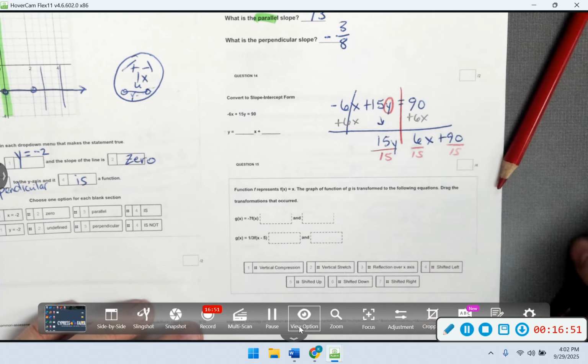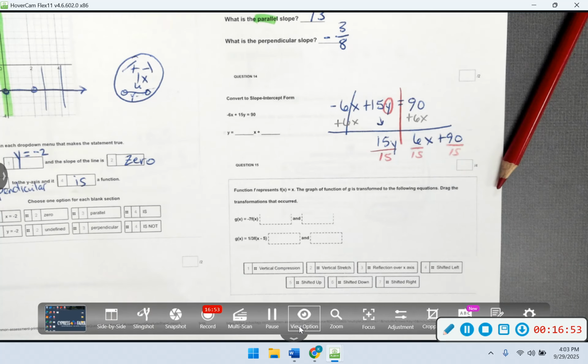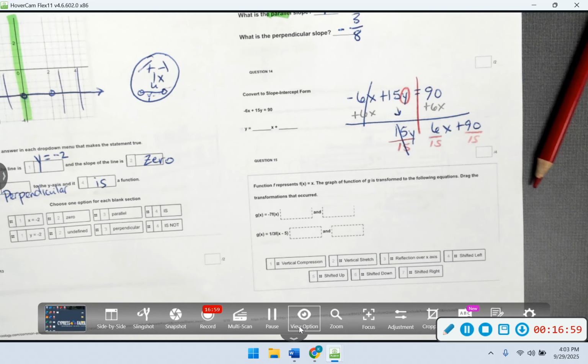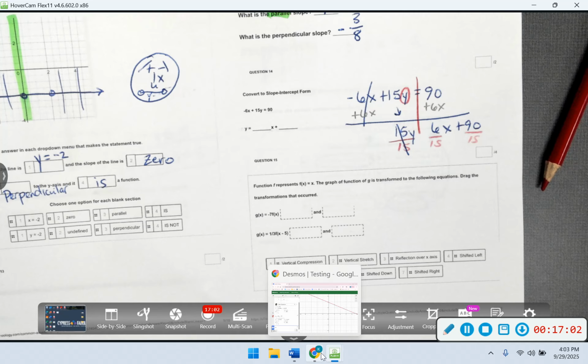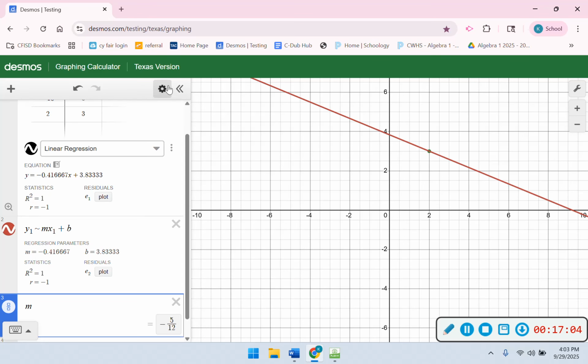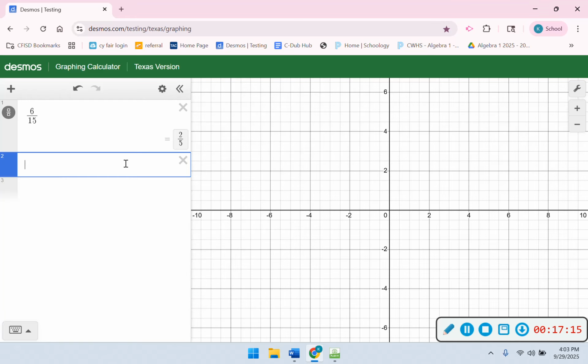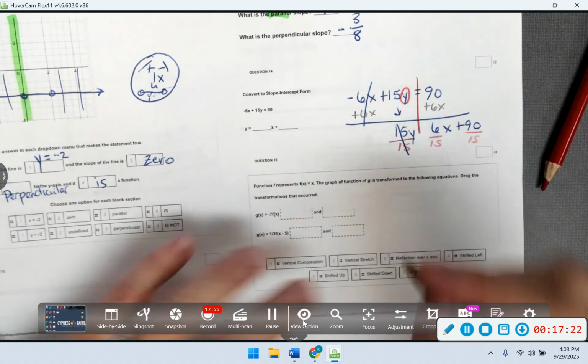Make sure you always do the math in Desmos. It's the little things that we're messing up on. So numerator divided by denominator, top divided by bottom. So 6 divided by 15 in Desmos. So clear this out. 6 divided by 15. I don't like the decimal. Fractions 2/5. And then 90 divided by 15 for the y-intercept is 6. So y equals 2/5 x plus 6.